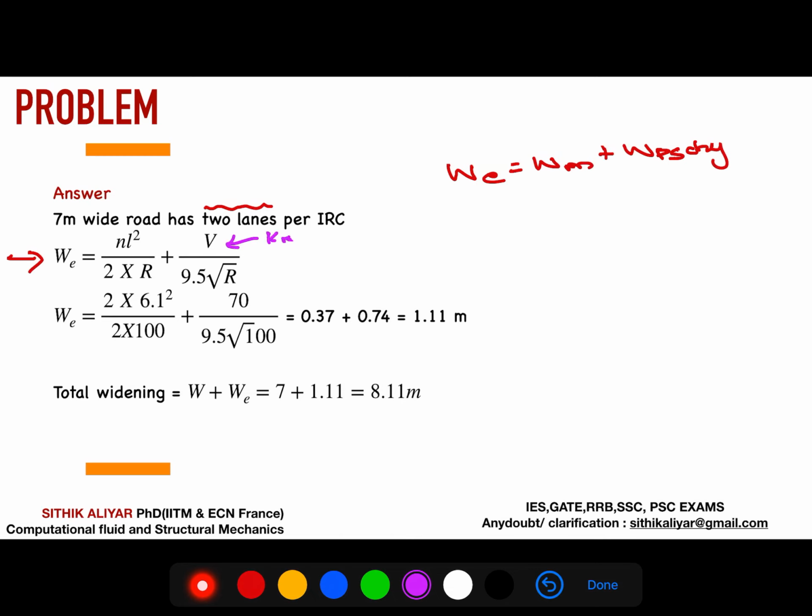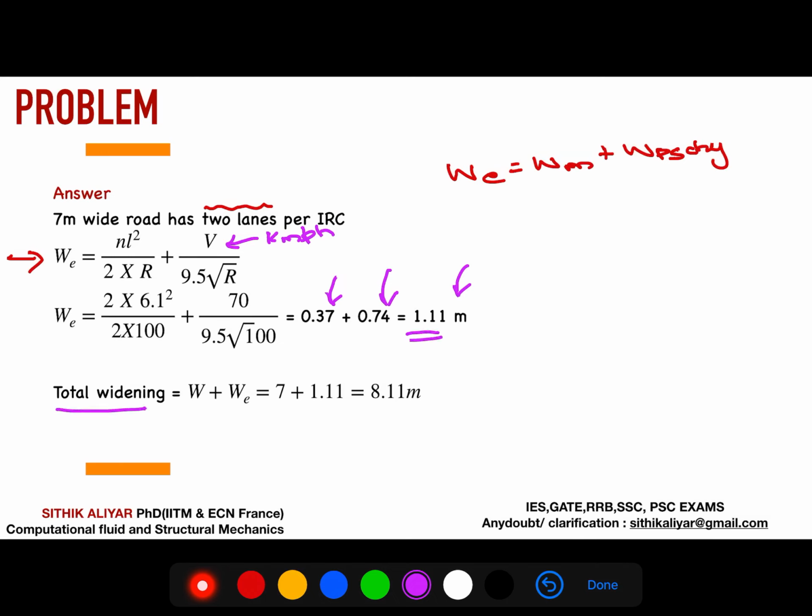I should give a hint: whatever formulas are recommended by IRC as an empirical relation, most of the formulas you should use km/h. Okay, V is in km/h, so 70 divided by 9.5 into square root of 100. You solve this using your calculator, you will get these 2 numbers. So total extra widening is 1.1 meter. Only this is extra widening.